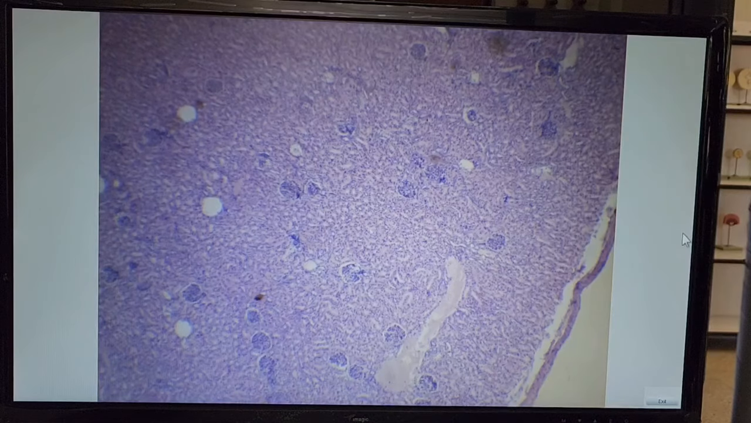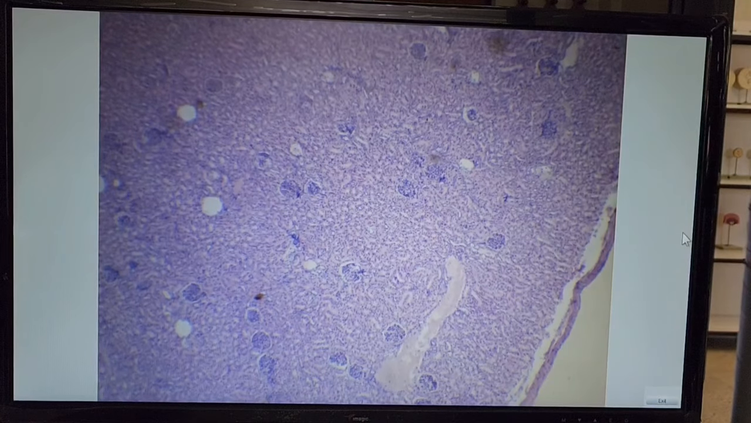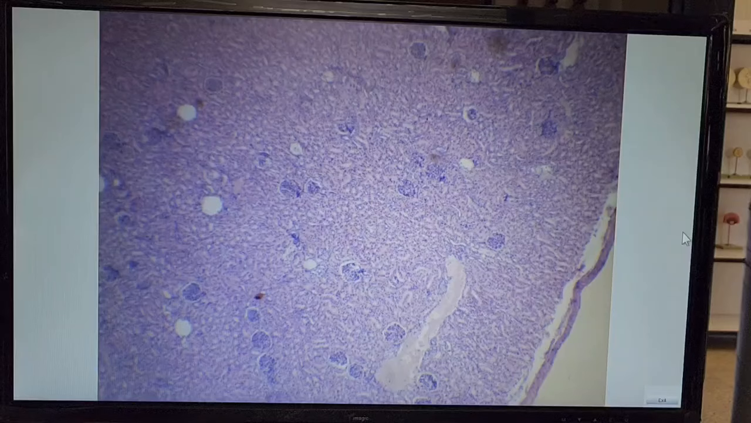The histological structure of the kidney, ureter, and urinary bladder. First slide is a section in the human kidney. Each kidney is covered by a thin fibrous capsule. This is the capsule.